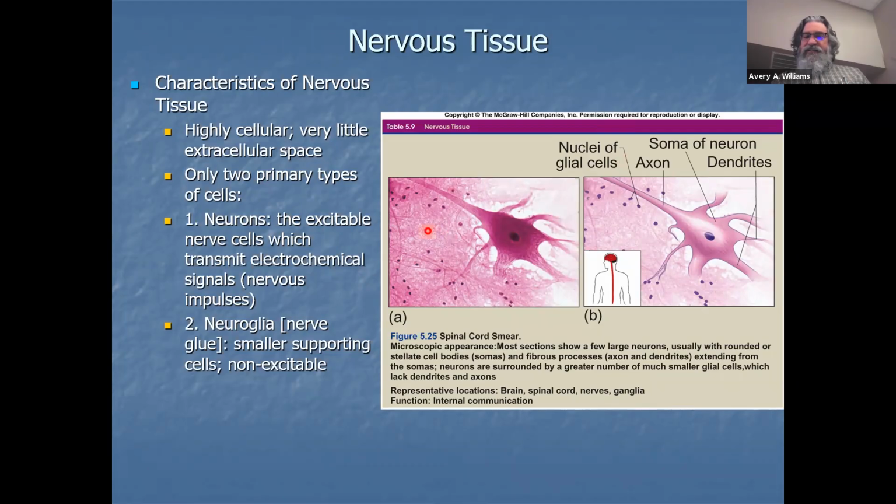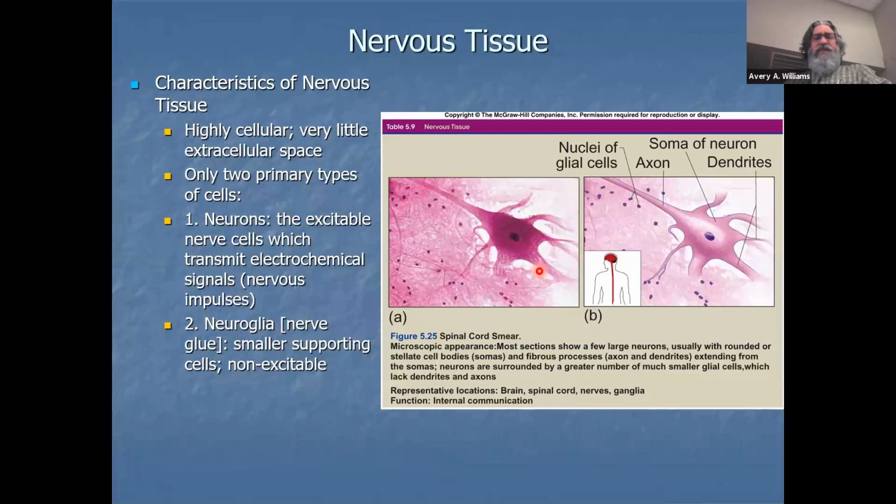Here on this, this is a nerve smear, and we look at this in lab. You see this big blob-looking thing with all the little branches coming off of it right there. This is one neuron, okay? That's your nerve cell. And you can see there's this little nucleus. All these little branches are processes of it.